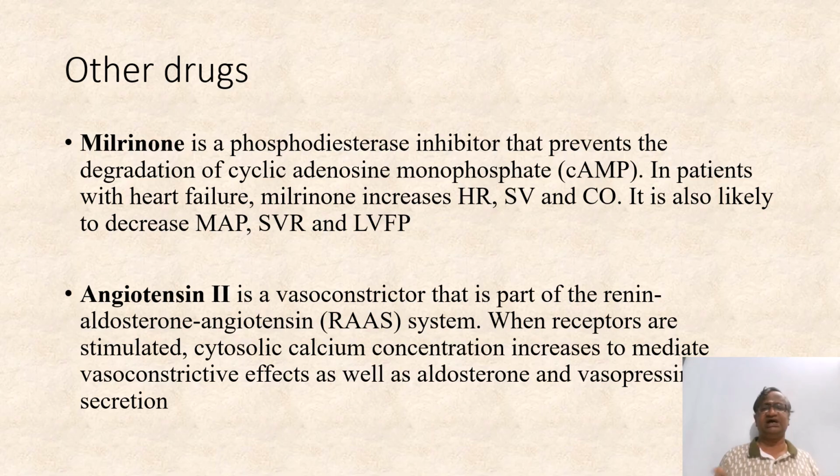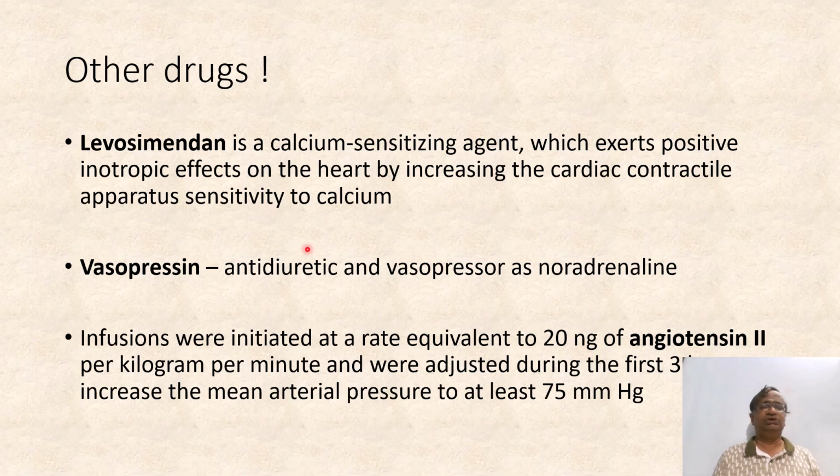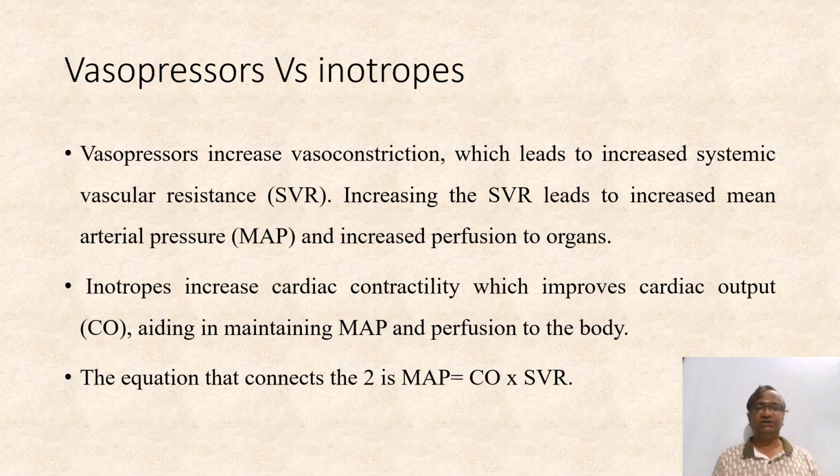Angiotensin 2 is a vasoconstrictor. The RAS system, vasoconstrictor, calcium increases, vasoconstriction. Levosimendan is also a calcium sensitizing agent. Vasopressin, the name itself indicates, is like vasopressors such as noradrenaline. Infusions of angiotensin 2 have also been reported. Now, vasopressors increase vasoconstriction. Increased SVR leads to increased MAP.